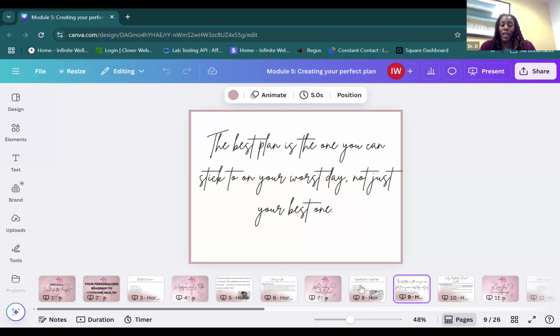Okay. The best plan is going to be one that you can stick with, even when things are crazy and life is lifing. Right? So when you're traveling all the time, you're going to the shore, family members are over, children are in all the sports, what is it that you can still do with your plan that can be sustainable and that you can execute?